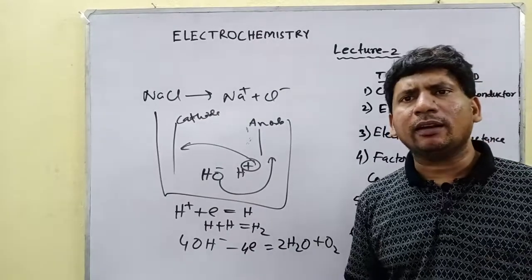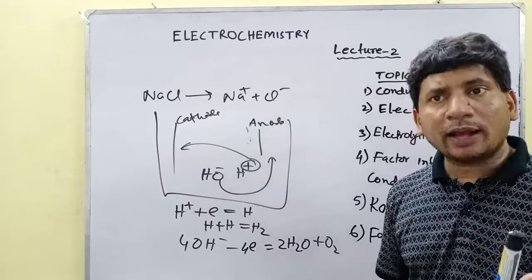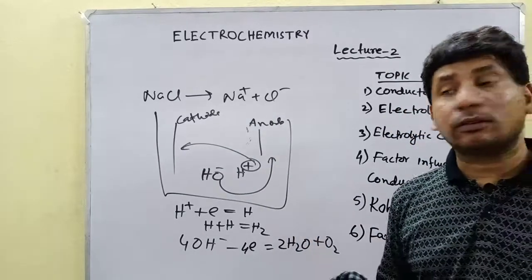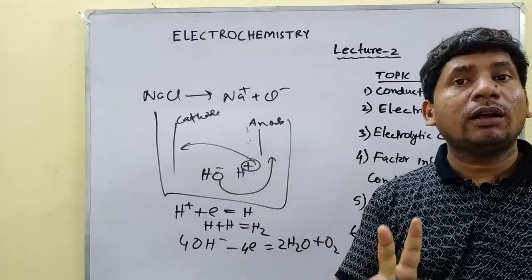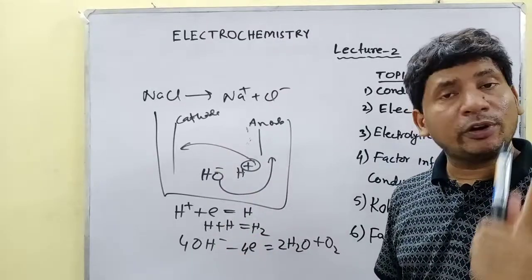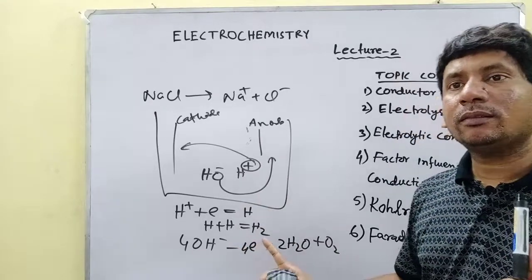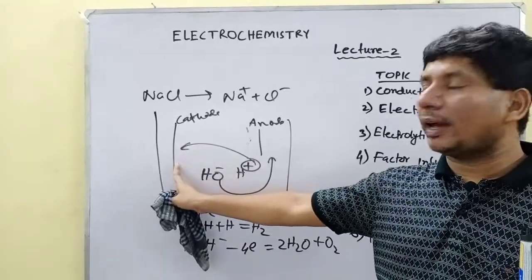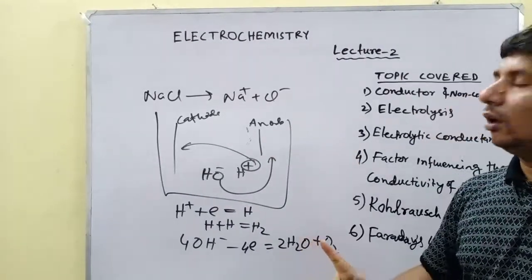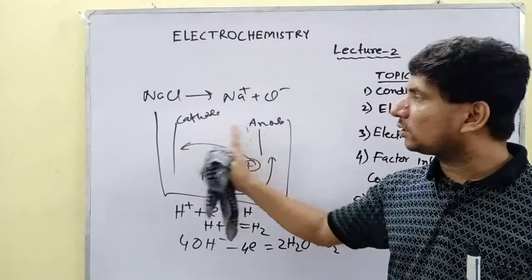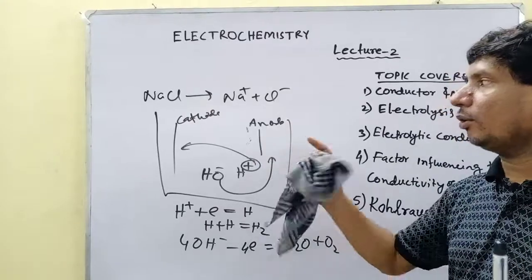And what happened? If we use aqueous sodium chloride, then the product obtained at the anode is chlorine. At the anode will be chlorine and at the cathode will be hydrogen. Not sodium at the cathode for aqueous sodium chloride. But when it is fused sodium chloride, then sodium will be freed at the cathode and chlorine will be freed at the anode. But in aqueous sodium chloride, H plus will be freed at the cathode and Cl minus at the anode. Okay.